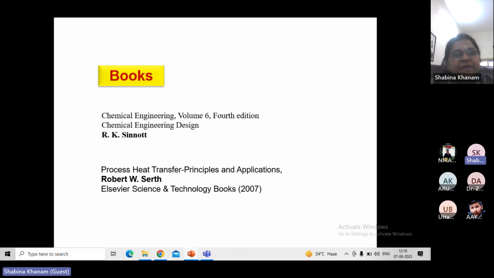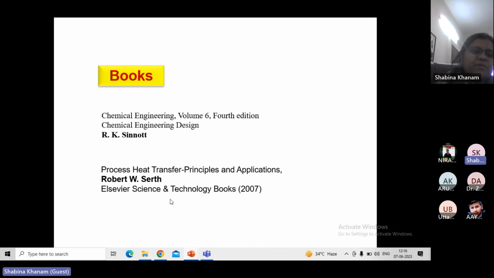So here we have the basic book to consider in design. That is Coulson and Richardson, volume 6. And I will recommend you to have the fourth edition of that. People get recent editions like the sixth edition, seventh edition. But in those, many things are not available which we cover over there. So the fourth edition would be perfect for this. And if you don't have that, I can share the soft copy.